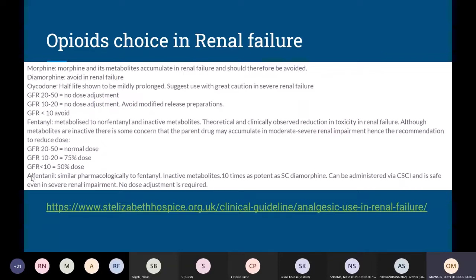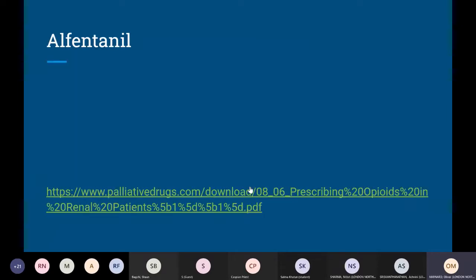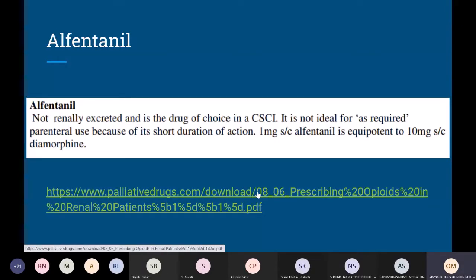So it's the best medication for patients with very poor renal function. And also it is quite useful when you have it in a continuous subcut infusion. So that's what this thing means here. That's a pump, as it's very low volume and has very little interactions with the other drugs that you put into the pump. So it's actually a very useful medication to use in palliative medicine. So there we go. It's not renally excreted, and it's the drug of choice in a continuous subcutaneous infusion.